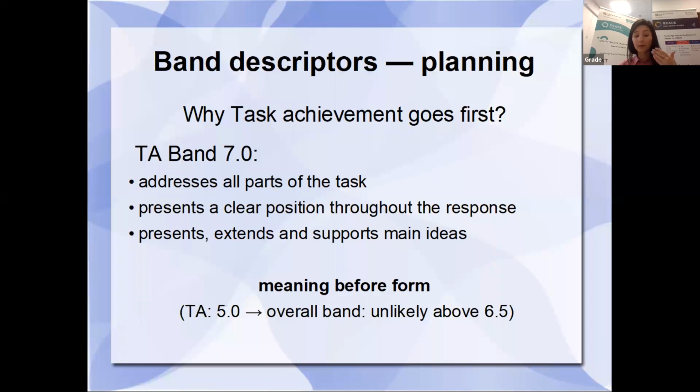How well you have communicated the message which you are asked to communicate? Because you have a question, you have to answer it. There is a rule which is not written anywhere, and it's actually not quite a rule, but if you get a lower band in task achievement and higher bands in other criteria, then you don't have many chances to get higher bands, higher than 6.5, for instance, if your task achievement score is 5.0. So it sort of drags you down. That's why when planning, task achievement is number 1 thing.